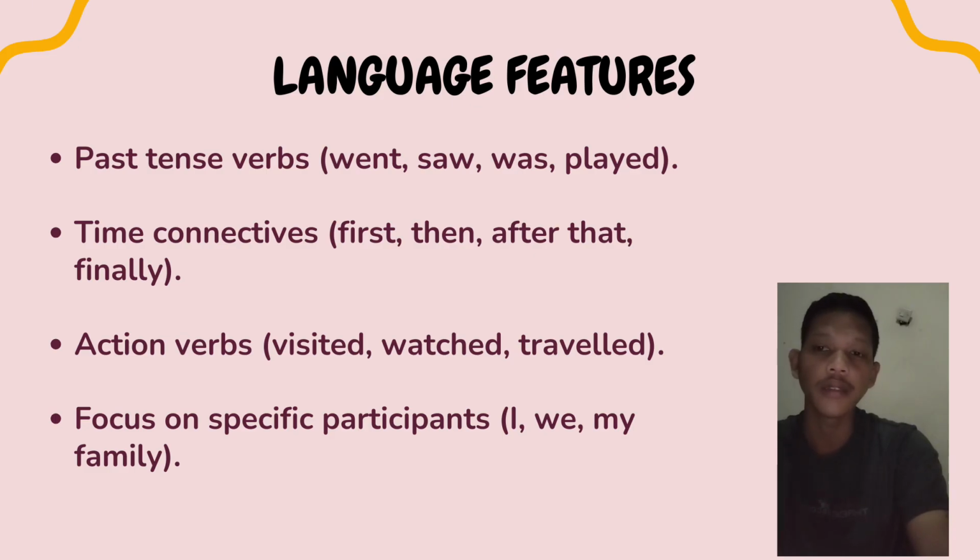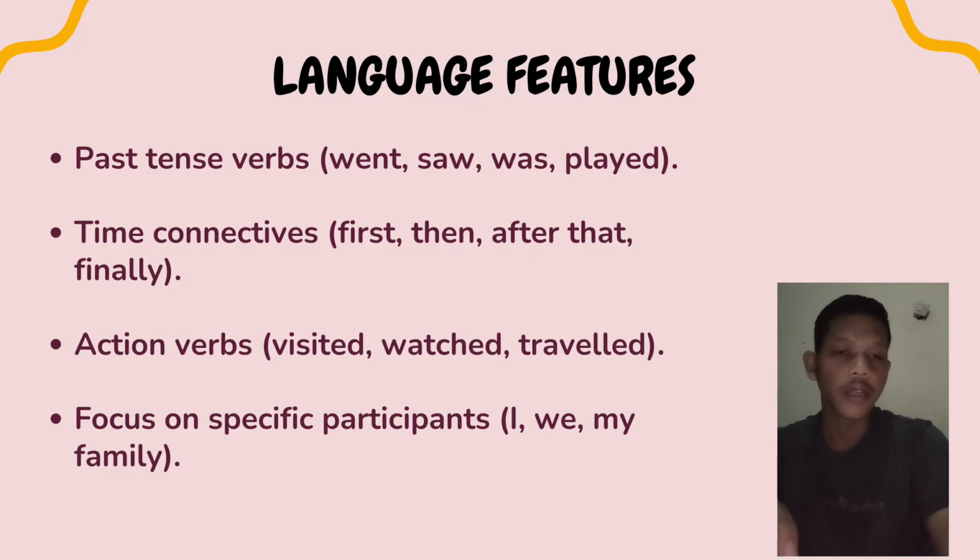That is usually using verb 2, not verb 1 or verb 3. Like in this slide, we can use when, so, was, and played as a verb 2 in English. And the second one, in language feature here, we use time connectives that we have already discussed before, such as first, next, after that, finally, to make the story clear and in order.